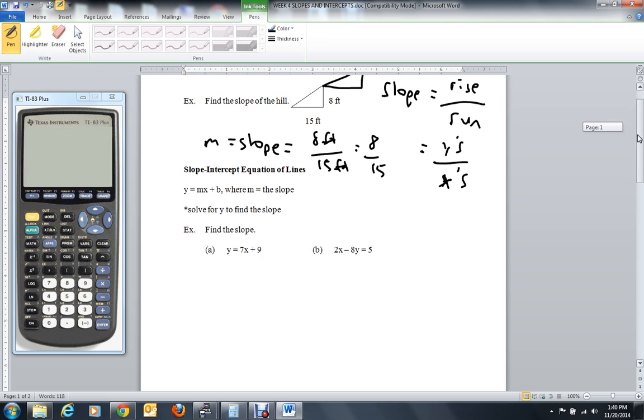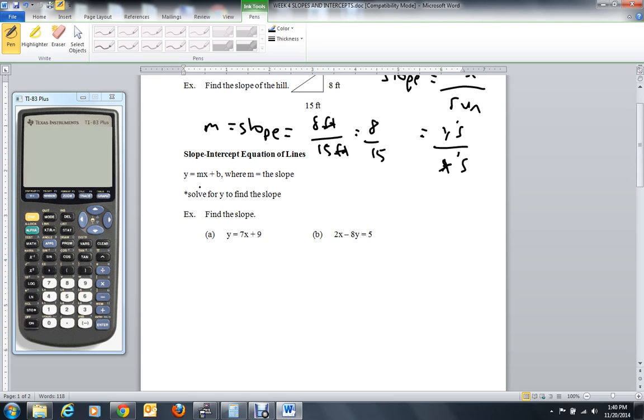So now, with that in mind, y equals mx plus b is called slope intercept. m is always the slope, and b is actually called the y-intercept, but we're going to focus on the slope. Now, all this means to do is solve for y. Once you have y by itself, then you know what the slope is. For example, y equals 7x plus 9, that's the same as being in the form y equals mx plus b. And since the slope is in front of the x when it's y equals, that means the slope is 7. No work at all involved.